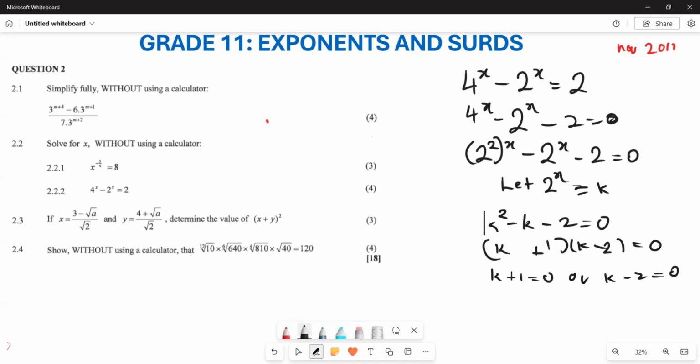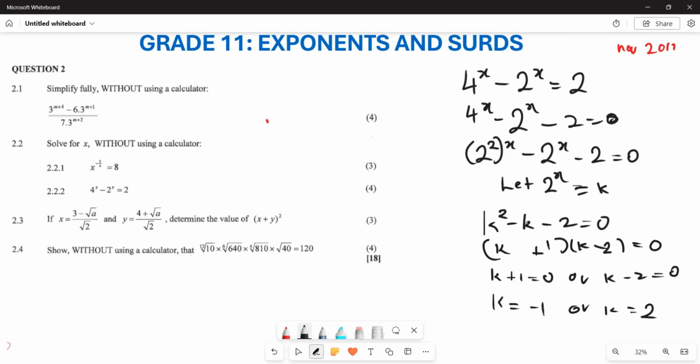Then now what else are you going to have from here? This is the same as your k equals negative 1, or your k is going to be equal to 2. So basically, that is what you are going to have if you are using your K method. And now what is it that you are going to take out from here?